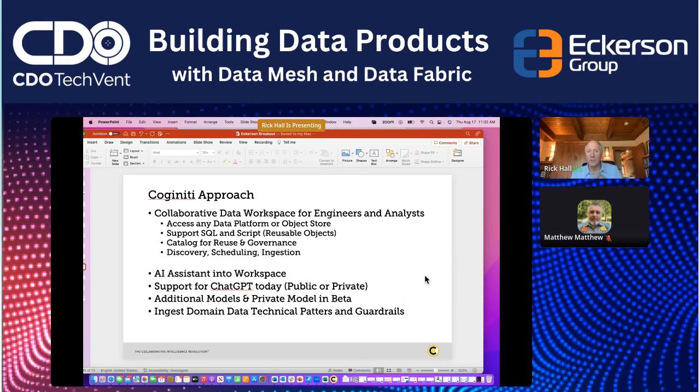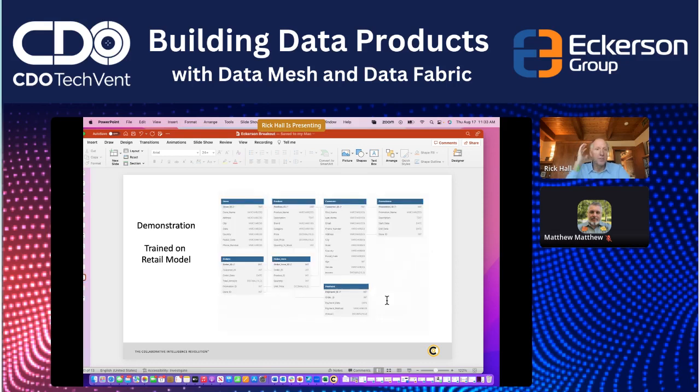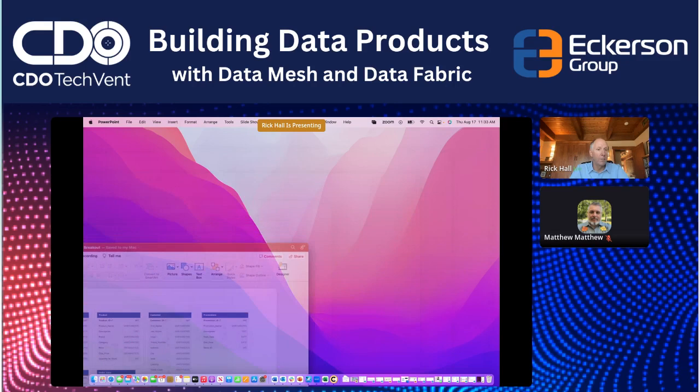Using ChatGPT as a model, and we're in the process of adding additional models and a private model, which is in beta now, that will ingest domain knowledge, guardrails, and your own database in such a way that nobody else has access to it. And for the example that I'm going to produce today, we're going to use a little retail set of data with stores and products and customers, and orders and payments, et cetera. So that will be what we're going to work from.